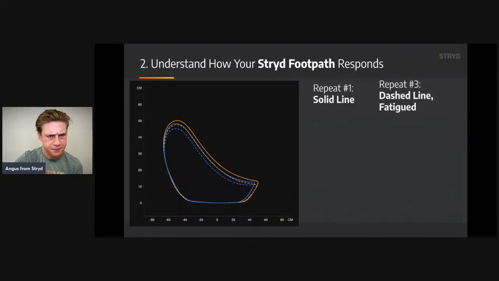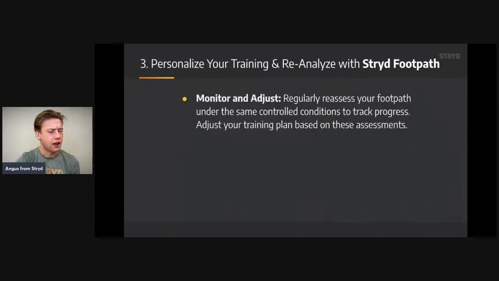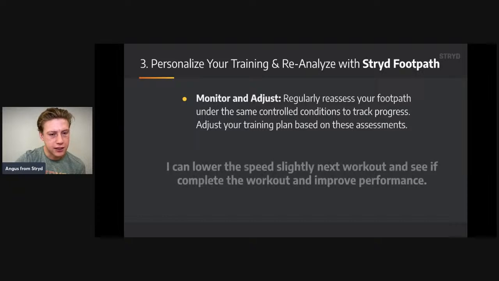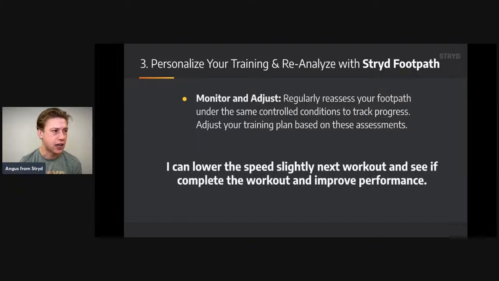So my big takeaway from this workout, after I finished my analysis, now it's time to adjust and see how I can make changes to my training so I have a better outcome for my next workout. And I believe the challenge that I had was because I'd taken a week off from doing this type of workout, and I wasn't really prepared. That's why I fatigued so quickly. So my resolution based on analyzing last week's workout was to lower the speed slightly and see if I can complete the workout and improve the performance.